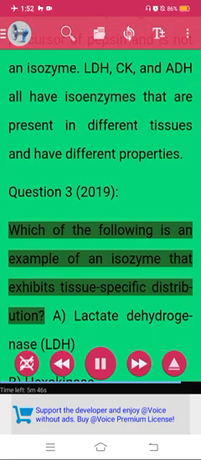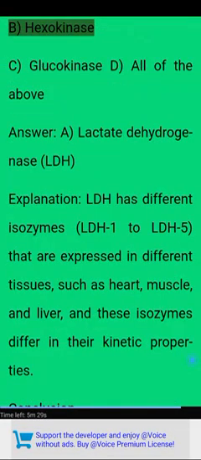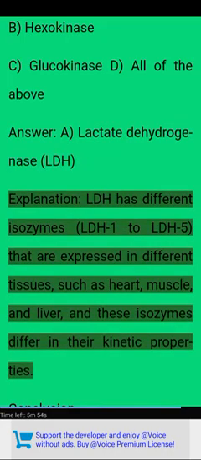Question 3, 2019. Which of the following is an example of an isozyme that exhibits tissue-specific distribution? A. Lactate dehydrogenase (LDH). B. Hexokinase. C. Glucokinase. D. All of the above. Answer. A. Lactate dehydrogenase (LDH). Explanation. LDH has different isozymes LDH1 to LDH5 that are expressed in different tissues, such as heart, muscle, and liver, and these isozymes differ in their kinetic properties.